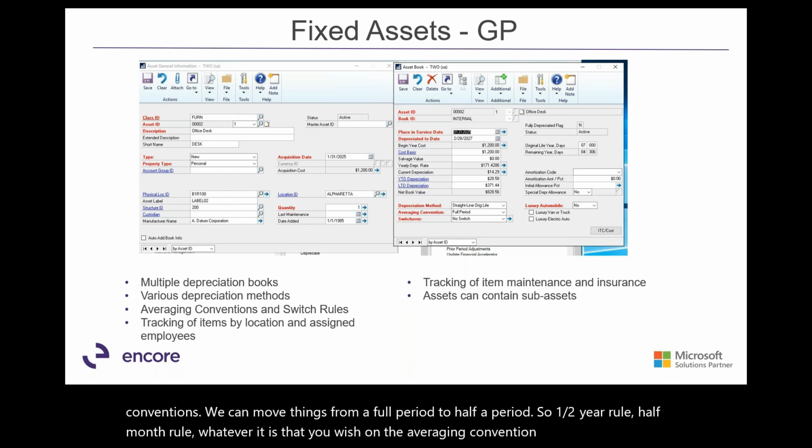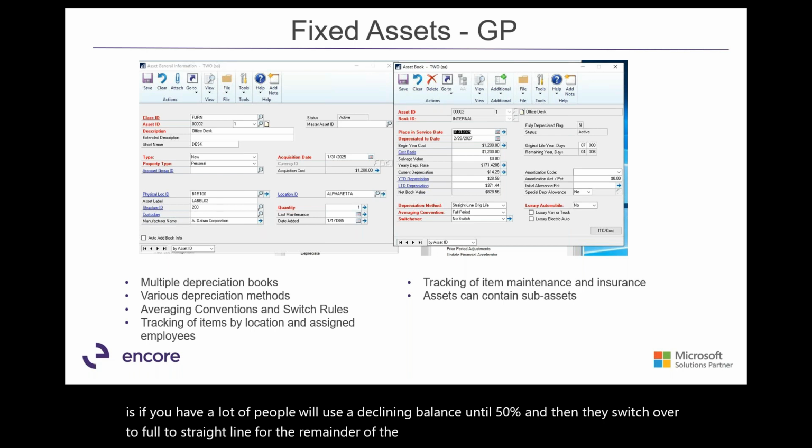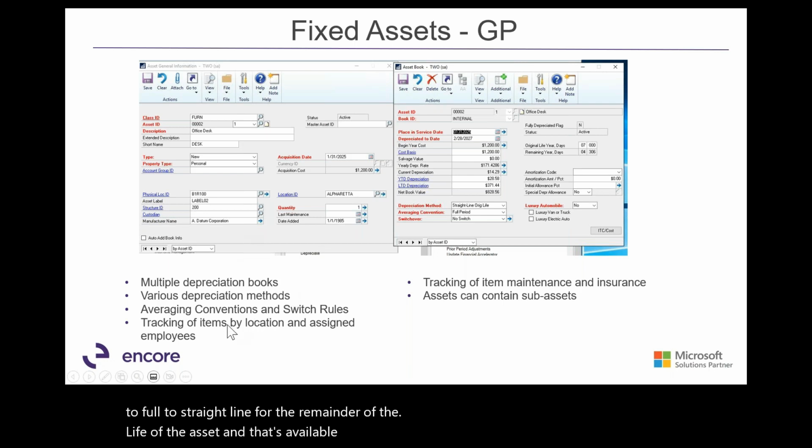And then a switchover: a lot of people will use declining balance until 50%, and then they switch over to straight line for the remainder of the life of the asset, and that's available to you as well.